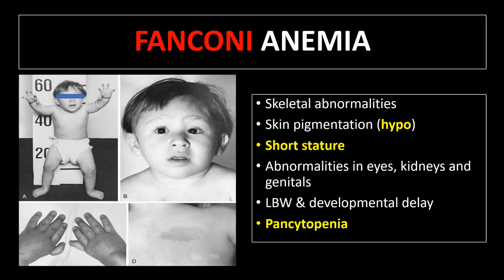The symptoms associated with Fanconi anemia are the following. We have skeletal abnormalities, skin pigmentation, which is the hypopigmentation, short stature, and abnormalities in the eyes, as mentioned, such as strabismus. We are also susceptible to kidney abnormalities and genital abnormalities. Patients with Fanconi anemia usually have low birth weight and may have developmental delays. We also have pancytopenia as a manifestation of aplastic anemia, which usually becomes apparent at 5 to 10 years of age, but some patients may not present until adulthood.